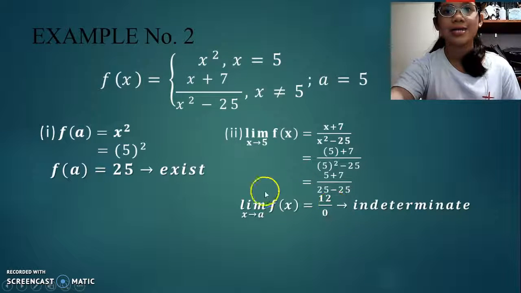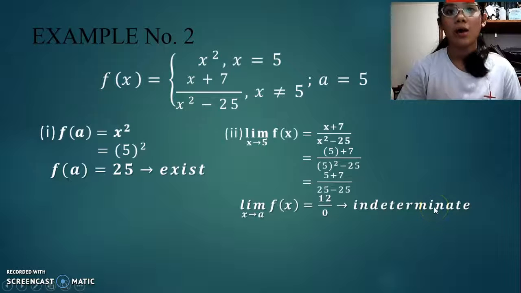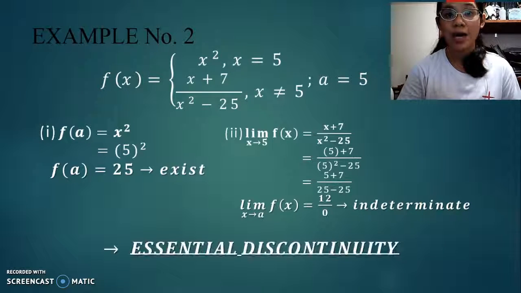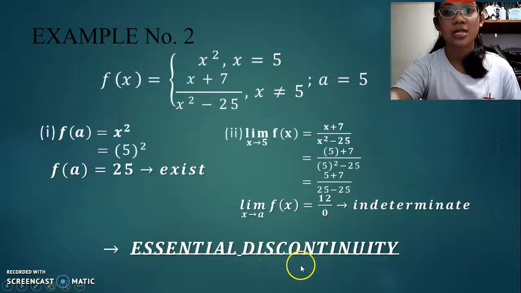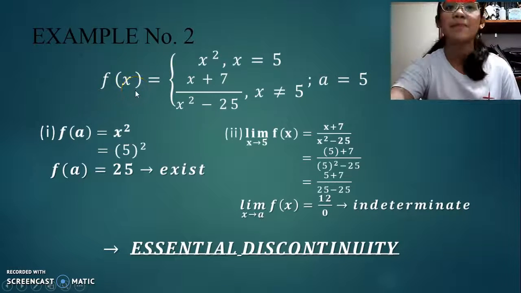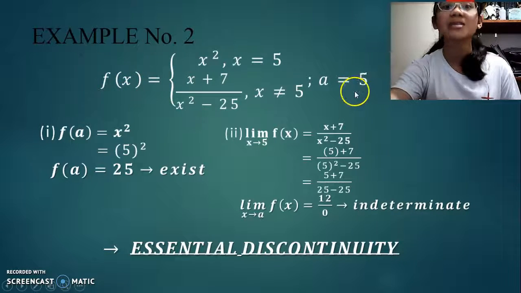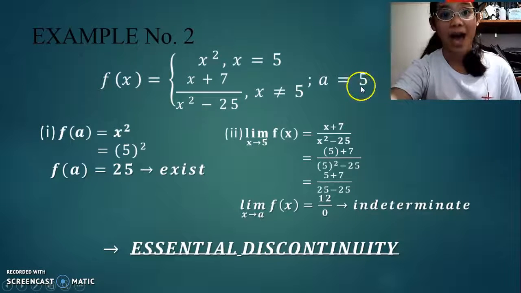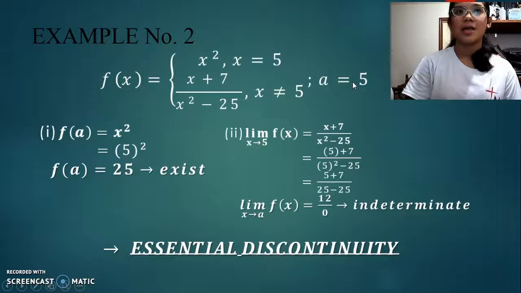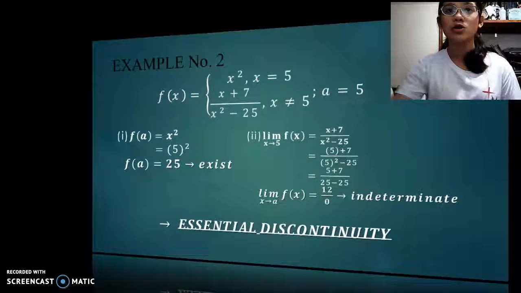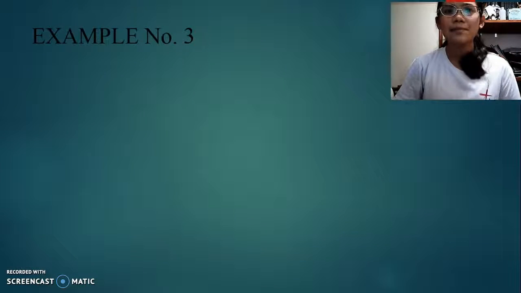And therefore, since the value of the limit of the function of x where x is approaching A is an indeterminate number, we are now having an essential discontinuity. The piecewise function is discontinuous at point 5. Now, let's proceed to the last and third example. Example number 3.